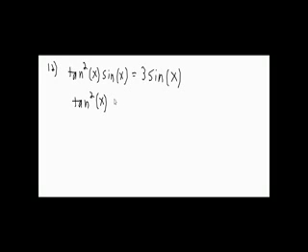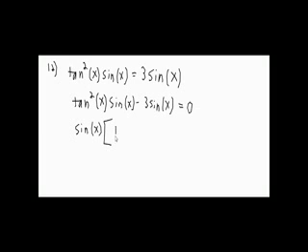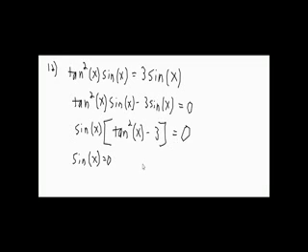Tan squared of x sine of x minus 3 sine of x equals 0. And now we can factor out that sine of x. Sine of x times tan squared x minus 3 equals 0. Alright, now we got to solve this. Where does sine equal 0? And where does tan squared minus 3 equal 0?